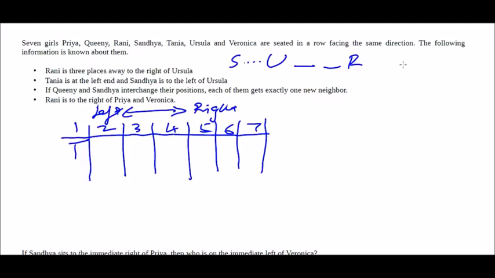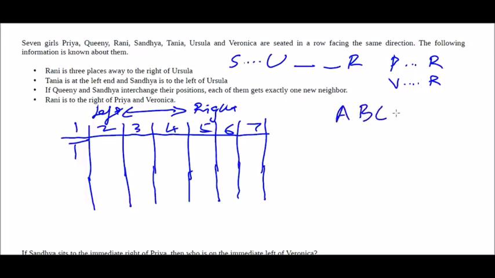So you have Priya, Rani, and Veronica, Rani. Okay, this scenario is possible. Let me extend. I think you might need more cases. Okay, this is what you have. Now let's try this. Queenie and Sandhya interchange their position. Each of them get exactly 1 new neighbor. Okay, let's try with 6 people. So we have enough permutations to work with.